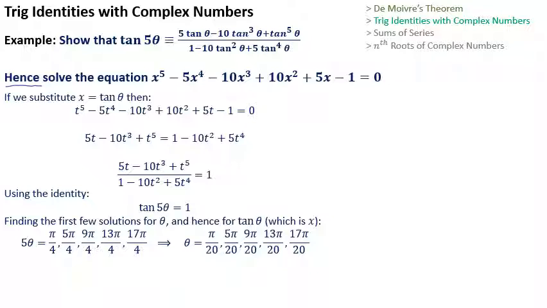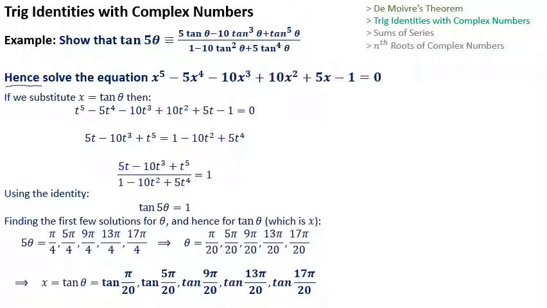And then once I've got all the solutions for 5 theta that I think I need, I'm going to divide everything by 5, and I get all the solutions for theta. Once I've got those, I turn them into solutions for x. And these are my answers. So the solutions to that polynomial are tan pi by 20, tan 5 pi by 20, and so on. And you can verify this with a calculator or with a spreadsheet to see that each of those gives a different number, but also you could check to see what happens if you go a bit further.